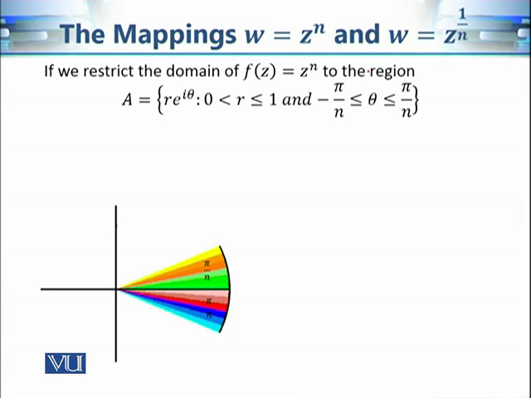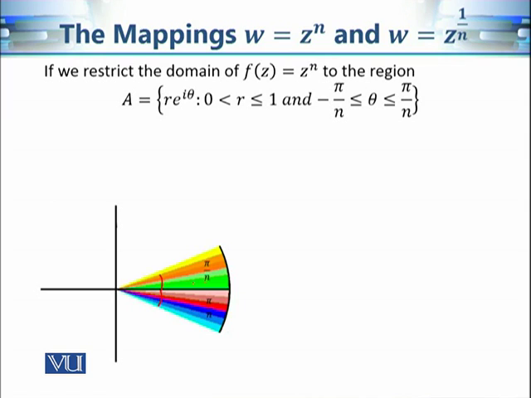Now let's see the general picture. If I apply this function f of z equal to z to the power n on some region, this region has two parts. One part is above the real axis, making an angle of pi by n, and the same reflection of this region is below the real axis, and once again the angle is pi by n.